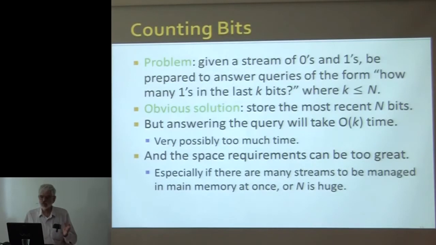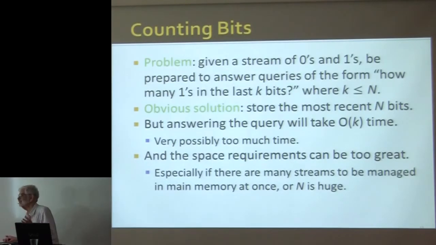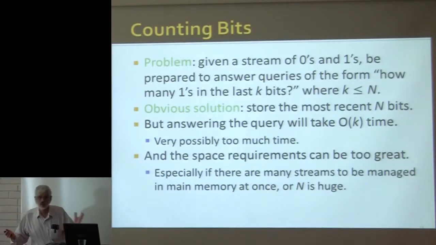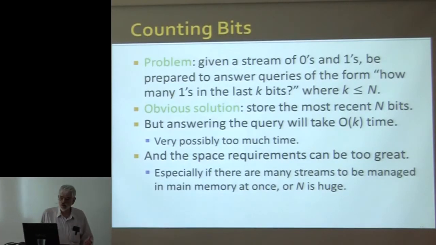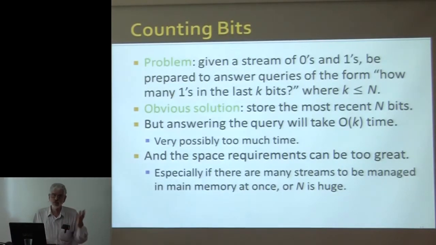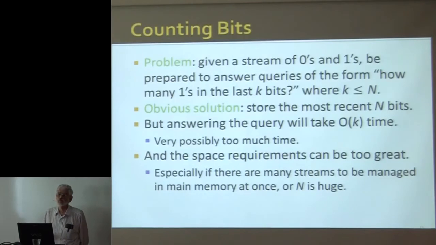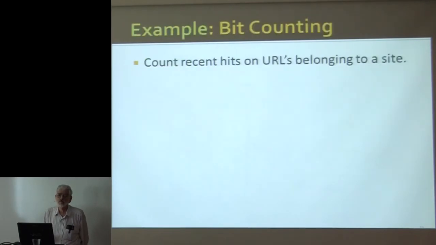And again, as I've said, a billion bits, no problem storing it in main memory. But if you have millions of streams and you want even a million as the length of your window, you're not going to be able to do that in main memory.